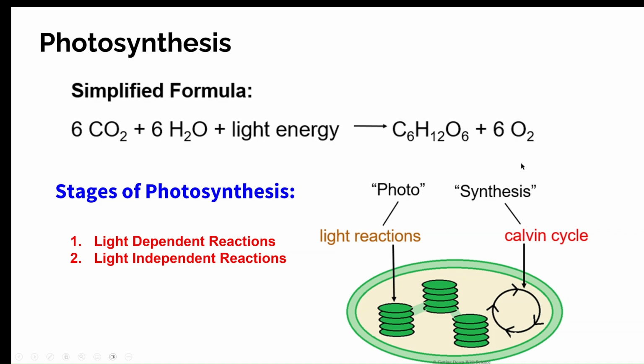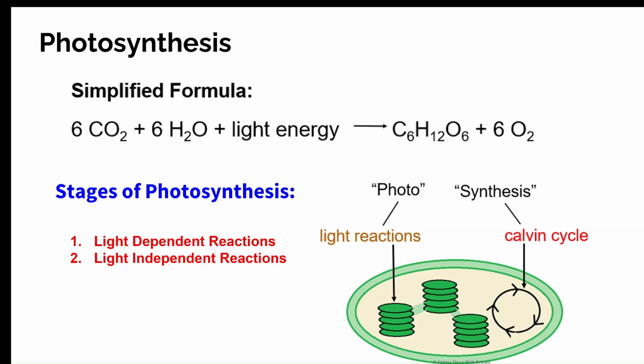We also had oxygen as a byproduct. That was from the very first step of photosynthesis. It was the splitting of water. And so when we split water, we had protons, the hydrogen protons, but we also had oxygens kind of floating around as well. So the oxygens will make their way out of the cell.